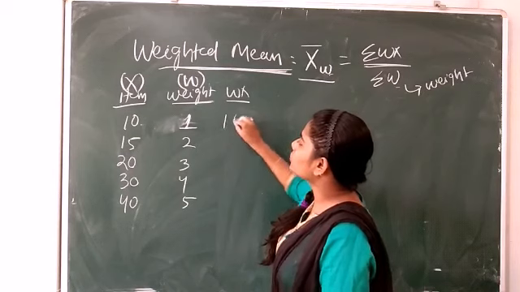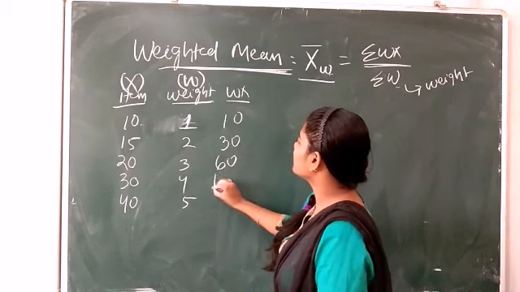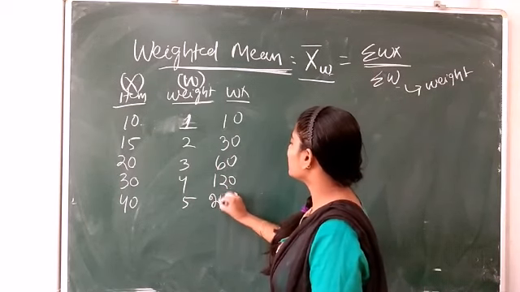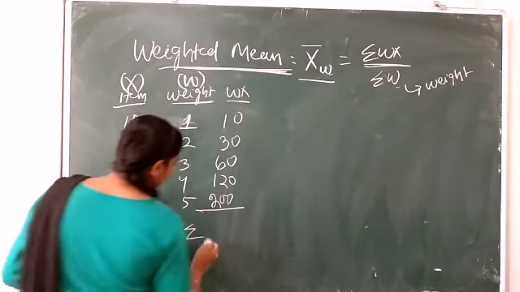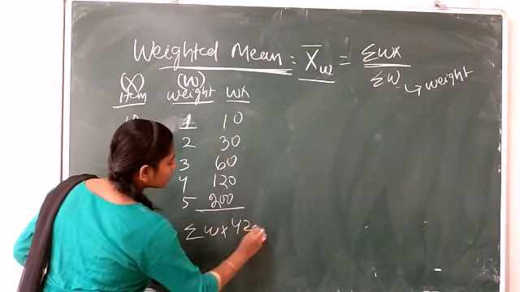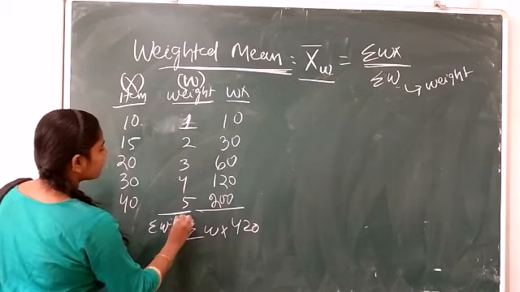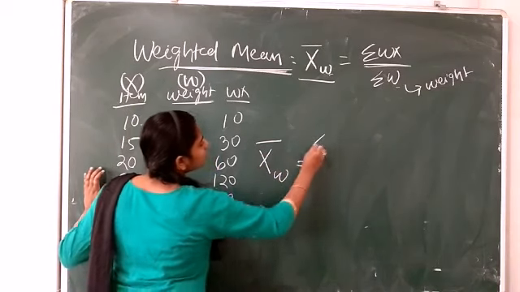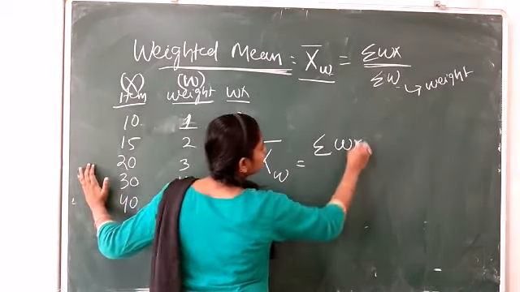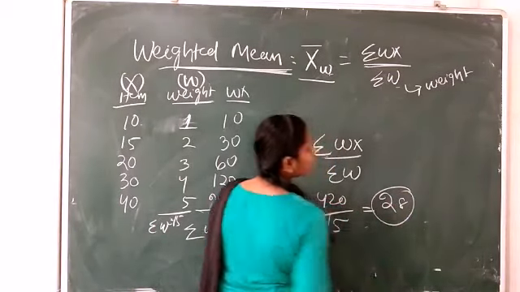So 10 into 1 equals 10, 15 into 2 equals 30, then 60, then 120, and the last will be 200. The summation of wx will be 420 and the summation of w will be 15. Now the weighted mean will be summation of wx by summation of w, that is 420 divided by 15, and the answer will be 28.